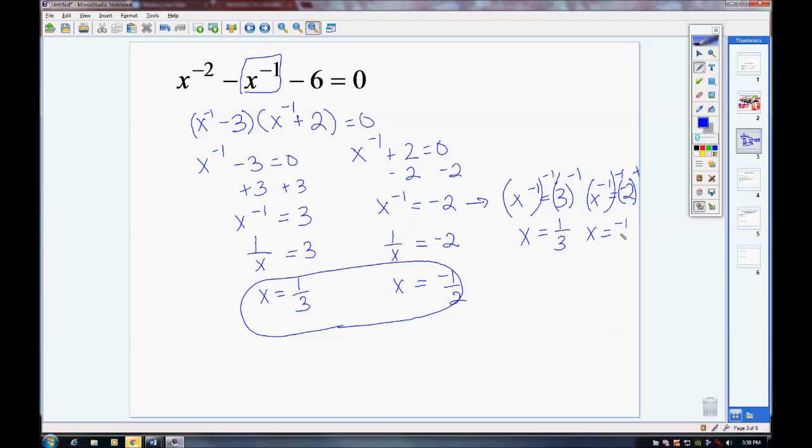Lots of different ways to think about this, even more than I'm going to show you. But that's it for things that are in quadratic form.